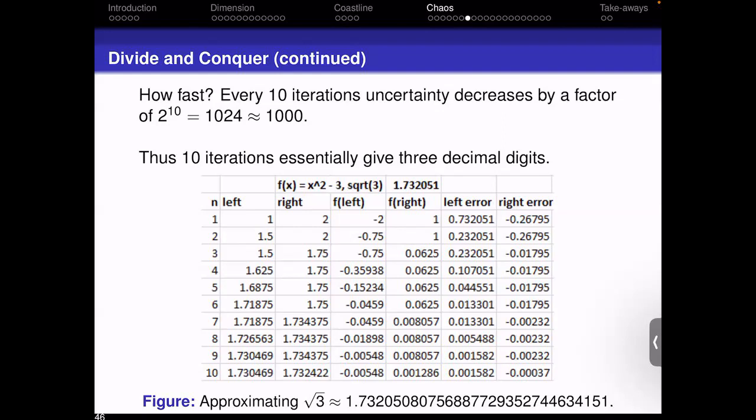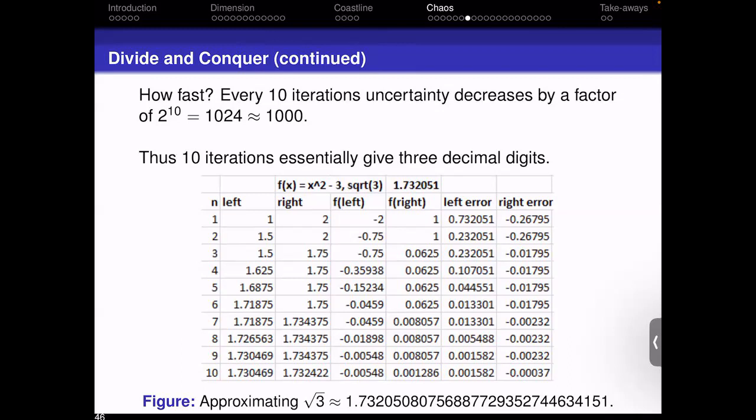If we start off at 1 and 2, this is not a particularly great initial start. I know 1 squared is 1. I know 2 squared is 4. f of 1 is negative. f of 2 is positive. The root has to be somewhere between 1 and 2.